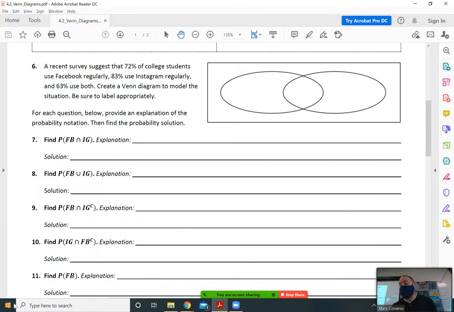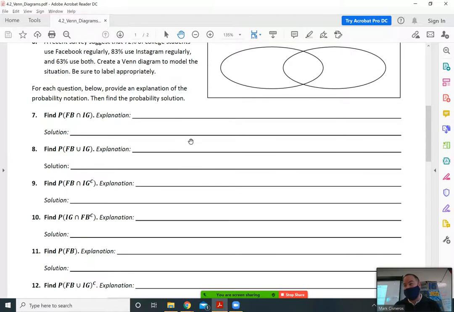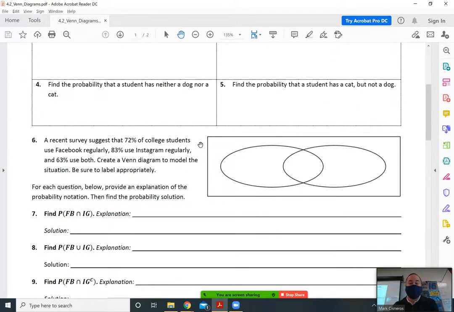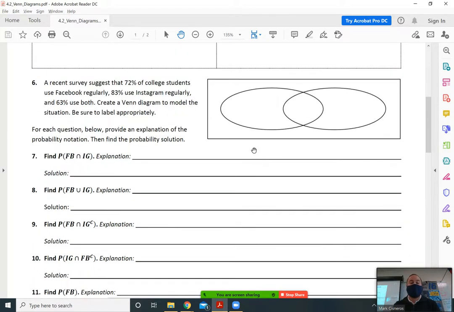If you want to, I can quickly go over when you're done with that, the correct Venn diagram for number 6 so that you can answer 7 through 12 correctly. Do you guys want a few minutes to finish 4 and 5, or do you want to just do that right now? Just do it right now. Good, Claudia? Okay. Number 6, it says, a recent survey suggests that 72% of college students use Facebook regularly.